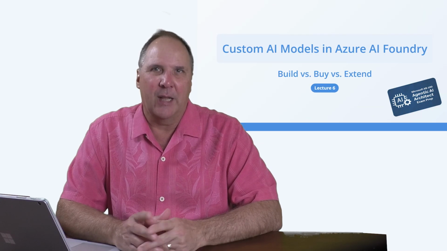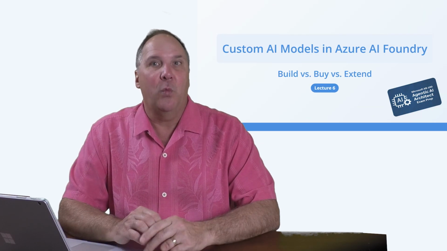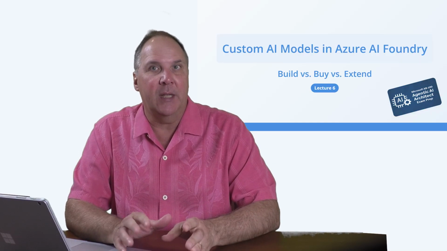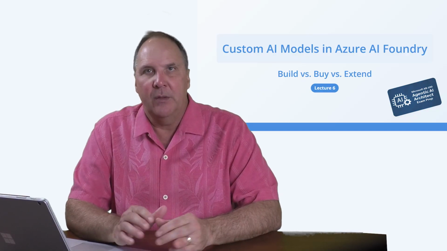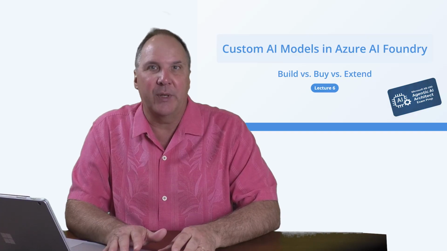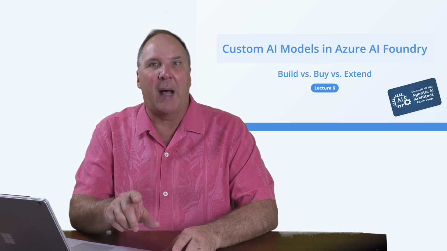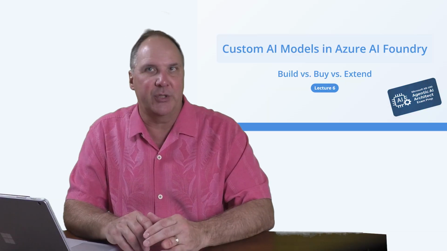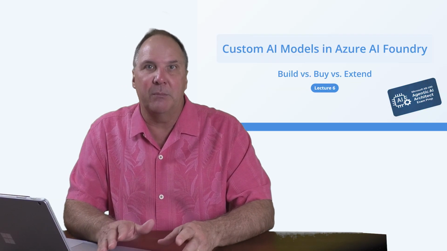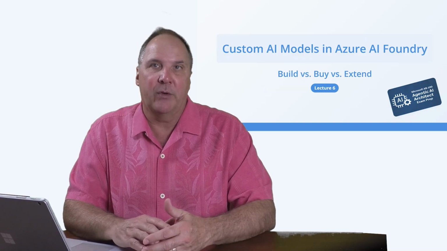Welcome to the final lecture of Section 2. We've been building up to this: when and how to propose custom models in Azure AI Foundry. This directly maps to one of the AB-100's most critical decision points, the build versus buy versus extend question. The exam will test whether you can justify when custom models make sense and when they're overkill.